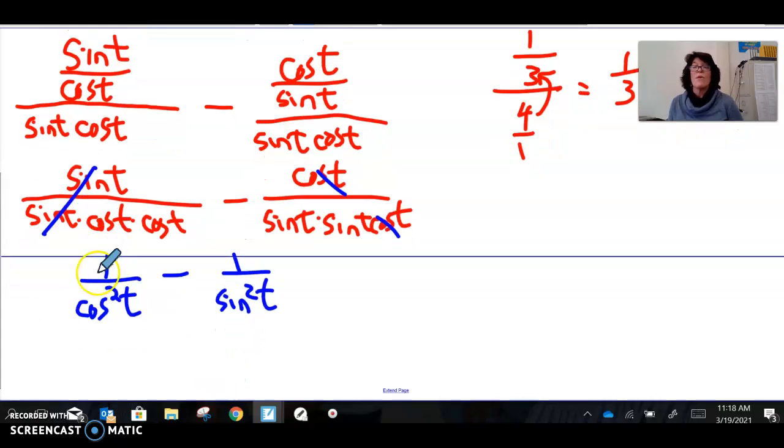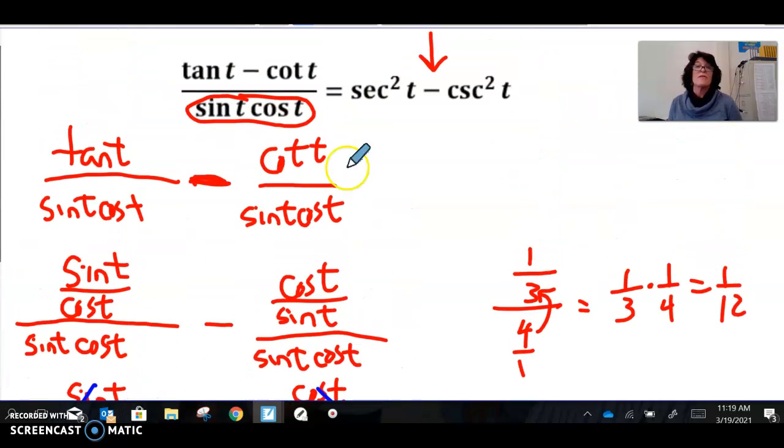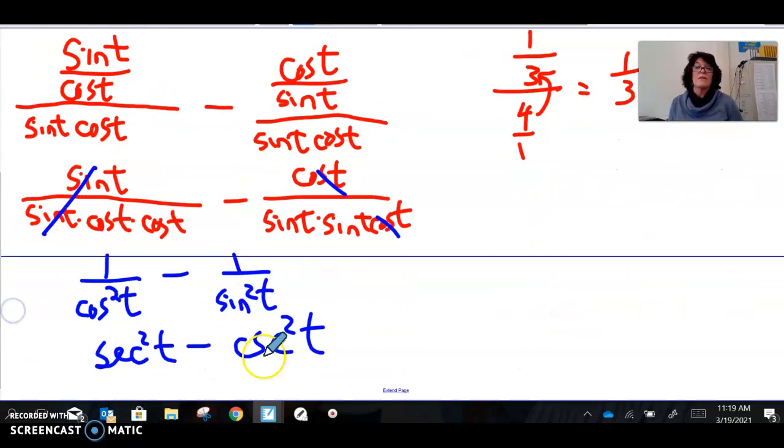Another way to say 1 over cosine is secant. So instead of saying 1 over cosine squared, I'll say secant squared. Instead of saying 1 over sine squared, we'll say cosecant squared. And I think that's what we were trying to get to, right? Secant squared minus cosecant squared.